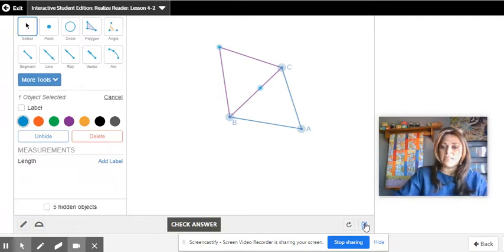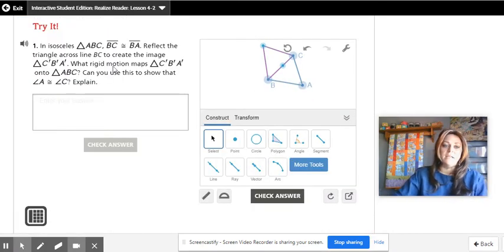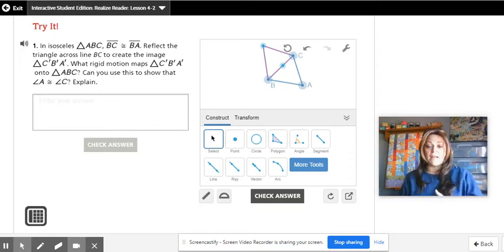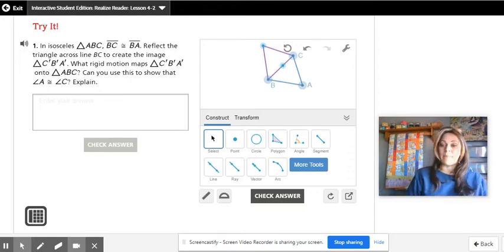Okay, I'm going to shrink this. It says, what rigid motions map the prime version back onto the original or pre-image? You're going to show or explain why angle A is congruent to angle C. Now, we just reflected it, so of course you can discuss reflection back. There are more ways to map it on besides just reflection. So I want you to think of the different ways, and you can check that answer here.